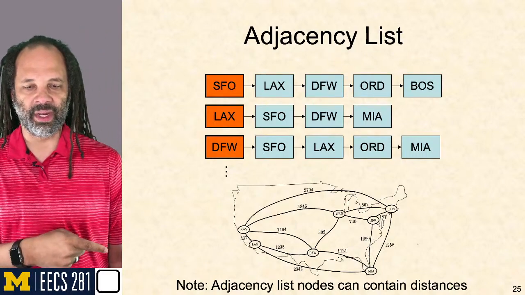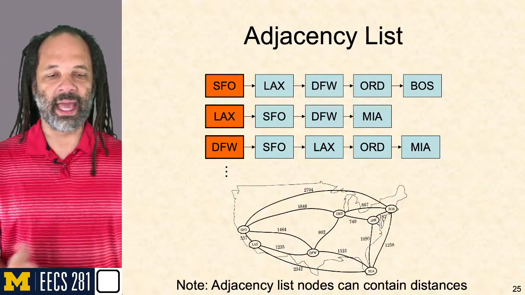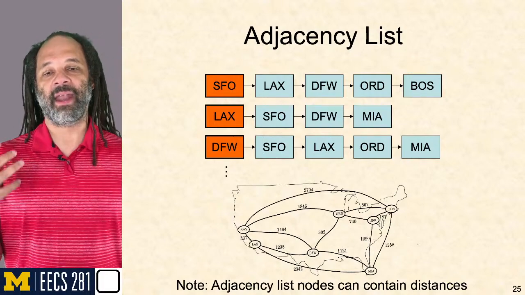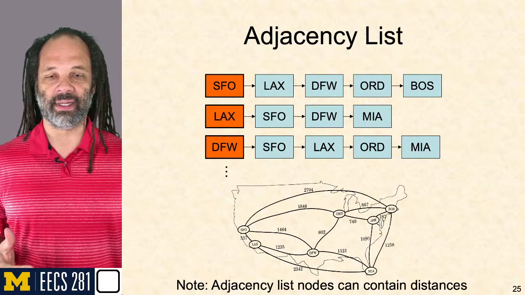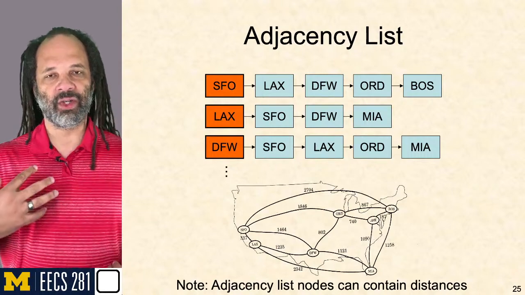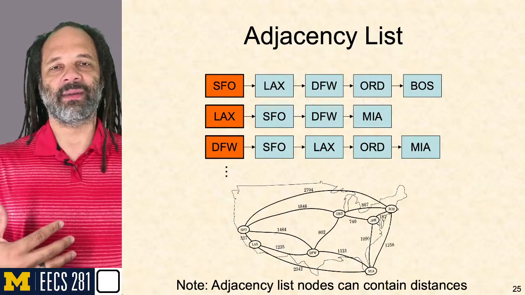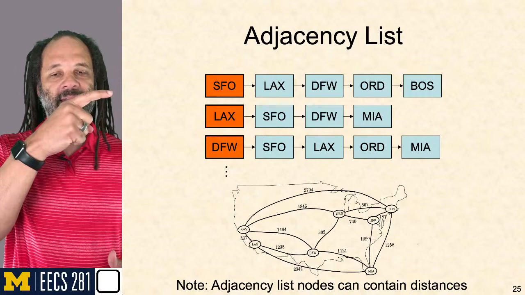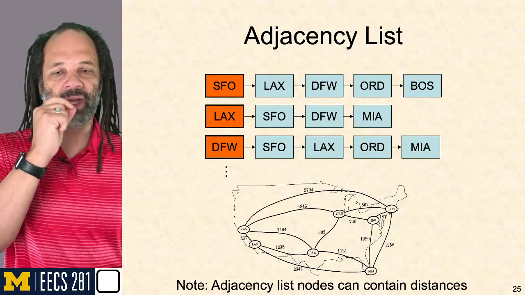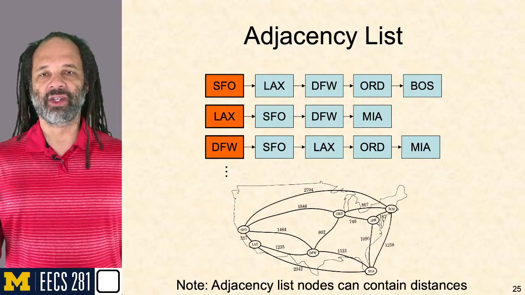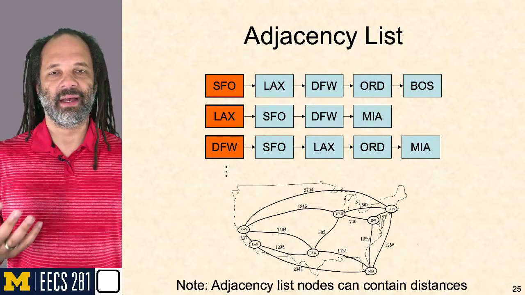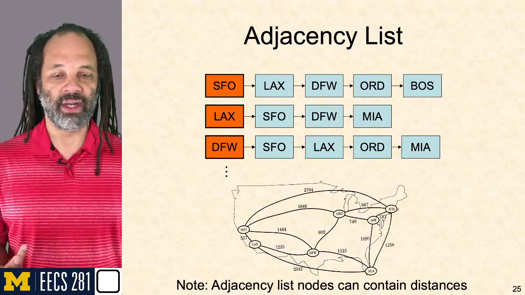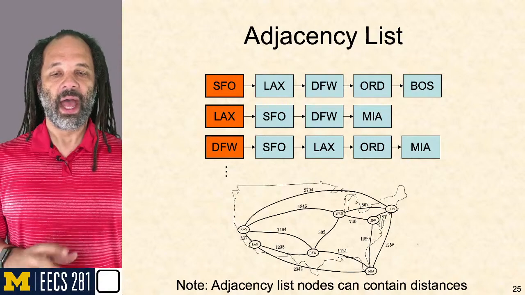Down at the bottom it says, note here, adjacency list nodes can contain distances. So you can build this just like a linked list. If I've got a node that's got a pointer to next, for instance, I can stick a bunch of things in there, but you just have to worry about what it means semantically. Just because things are connected in this list doesn't mean that they're connected to each other. It just means that they're connected to SFO. And just like in a linked list, I've got room for data. If I wanted to, I can put distances in my adjacency list nodes. So I can represent those edges.